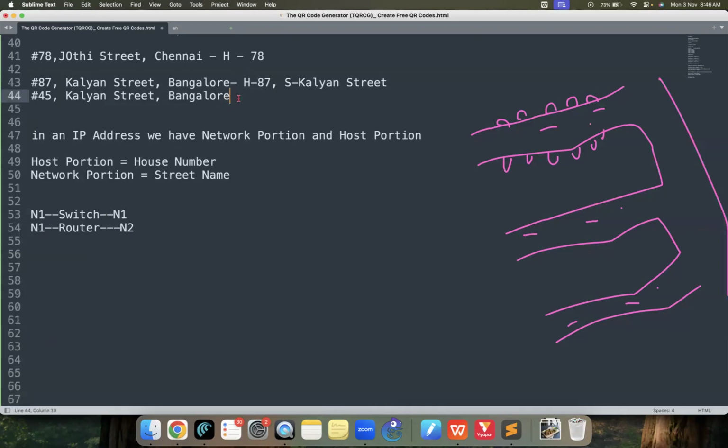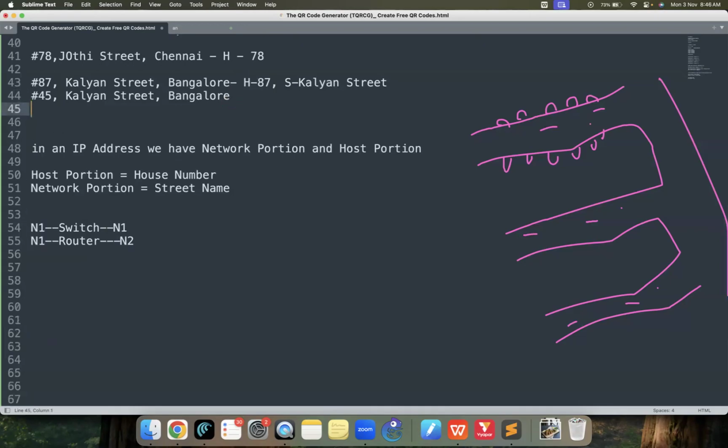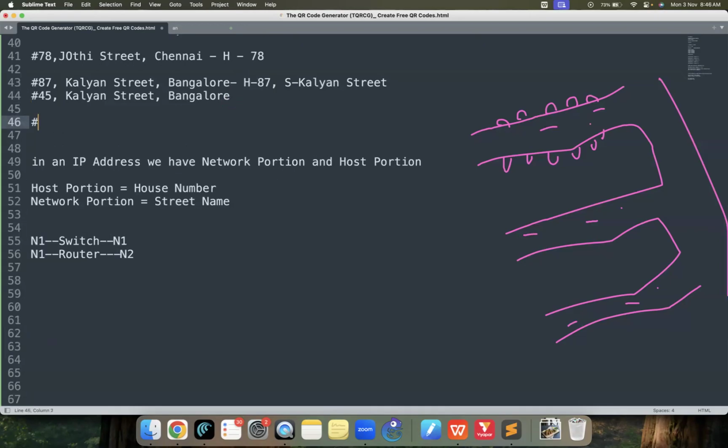Now, coming back to the address. I'm going to give you one more address, not an Indian address, some other country's address. Number 34, comma, number 12, comma, number 767, comma, BLVD, Dubai. Now, you tell me, which is the house number and which is the street name?